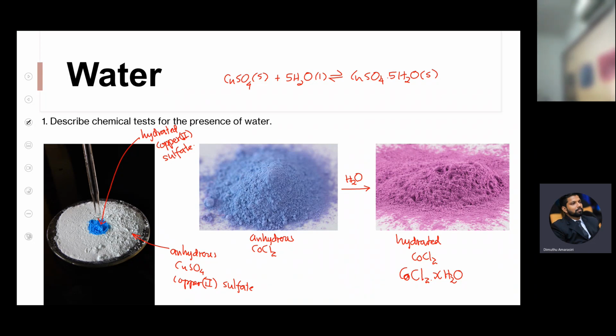Write their names, chemical formulae, and then the color change. You just have to shade them with the respective colors, right?